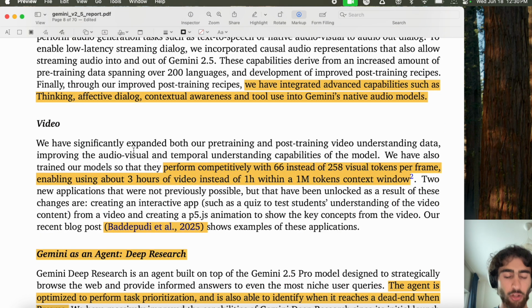An interesting educational result of their improved video modality is that, for example, you can create an interactive app, such as a quiz, to test students' understanding of a video from that video itself. So essentially, a teacher could upload a video, and then the students would have to answer questions of that based on their understanding.